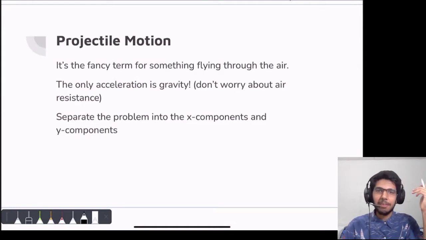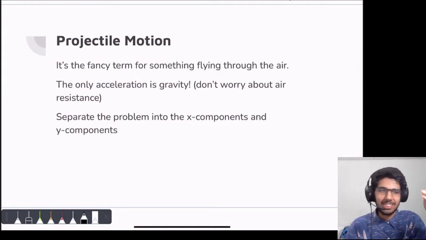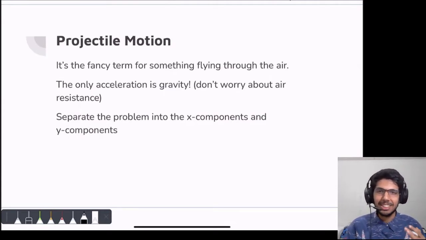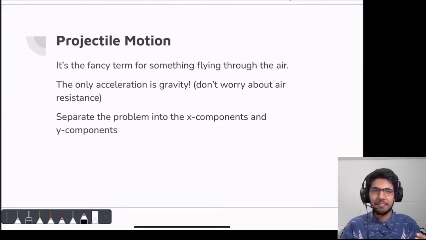When we talk about kinematics in 2 dimensions, almost everything we do in this unit involves projectile motion, which is just a fancy term for something flying through the air. And that makes sense, right? When you think of a projectile, I think of a little ball or a bullet or something like that. And it flies through the air, right? So that's all it is.